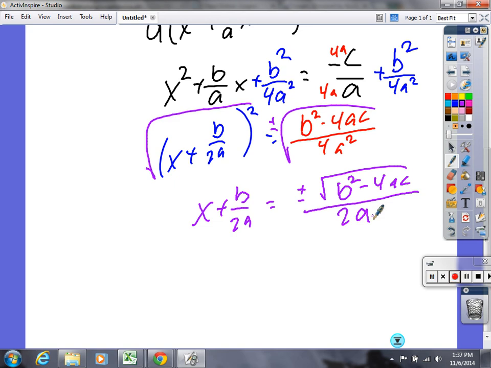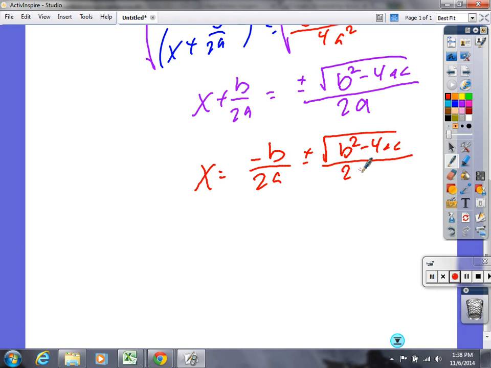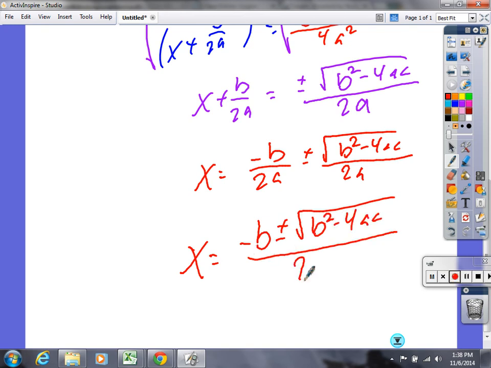Okay, now x is not by itself yet, so last step, I'm personally going to subtract negative b, so now it's minus b plus or minus the square root of b squared minus 4ac over 2a. Because they have the same denominator, here is the equation that I need to know. X equals negative b plus or minus square root of b squared minus 4ac all over 2a. And I expect you to memorize this. And it's very simple.